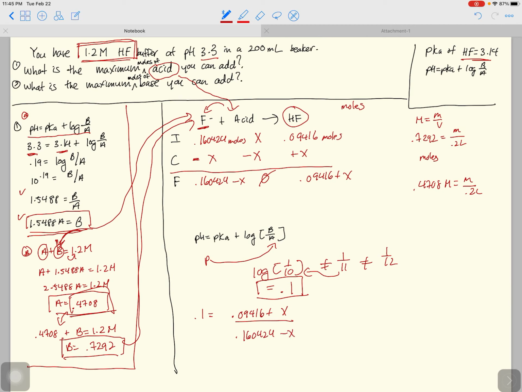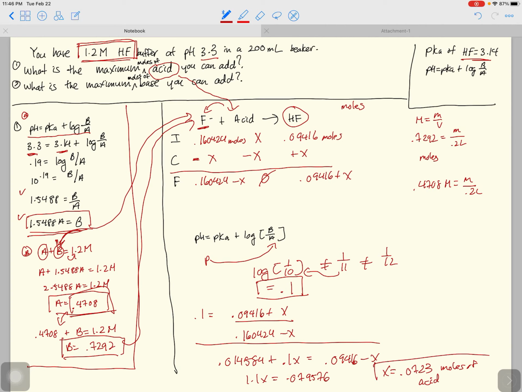And all we have to do now is solve for x. And then we get 0.0204584 plus 0.1x equals 0.09416 minus x. And then 1.1x equals 0.079576. Therefore, x is 0.0723 moles of acid. Okay? That is the maximum number of acid that I could add to this buffer.